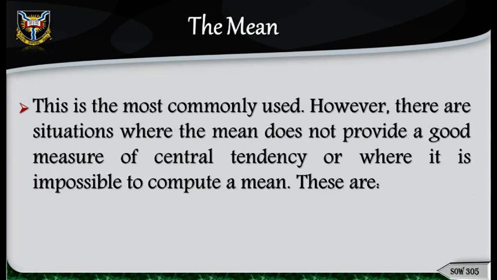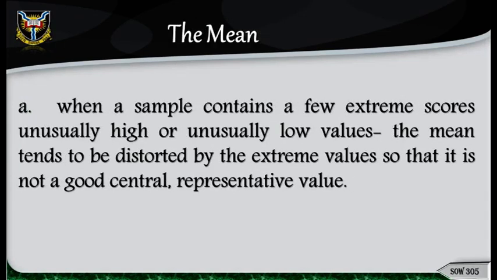Content. The mean. This is the most commonly used. However, there are situations where the mean does not provide a good measure of central tendency, or where it is impossible to compute a mean. These are: A. When a sample contains a few extreme scores, unusually high or unusually low values, the mean tends to be distorted by the extreme values so that it is not a good central representative value.